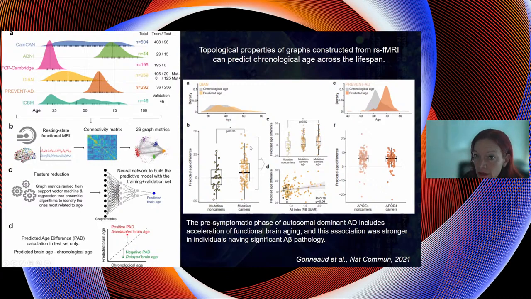They studied participants with autosomal dominant AD, and what they showed is that mutation carriers showed higher PAD scores, so accelerated brain age, compared to mutation non-carriers, and especially those with amyloid deposition in their brain. So this shows the relevance of such a concept and the fact that we are able, using resting state fMRI networks and graph analysis, to get relevant information about brain age.